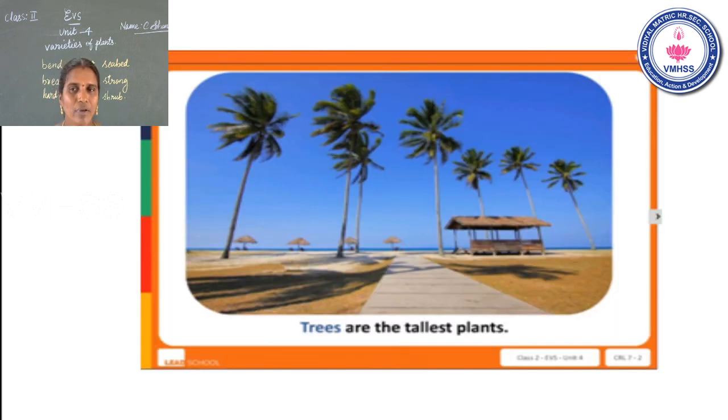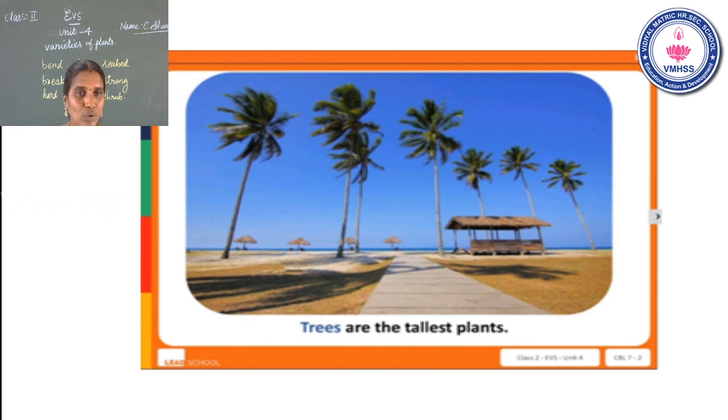Okay. What can you see in this picture? Yeah, very good. Very nice. Trees. What tree? Coconut tree. Okay. Trees are the tallest plants. You can easily understand from this picture, and you can see them in the garden, isn't it? Okay. Next one.